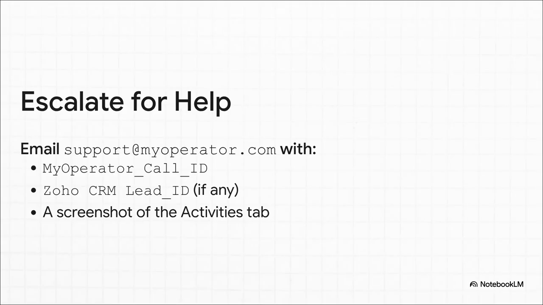Now, if you've tried everything and you're still stuck, it's time to call for backup. To get the absolute fastest help from the support team, just shoot them an email with these 3 key pieces of information: that MyOperator call ID we talked about, the Zoho CRM lead ID, and a quick screenshot. This gives them everything they need to figure out the issue right away.